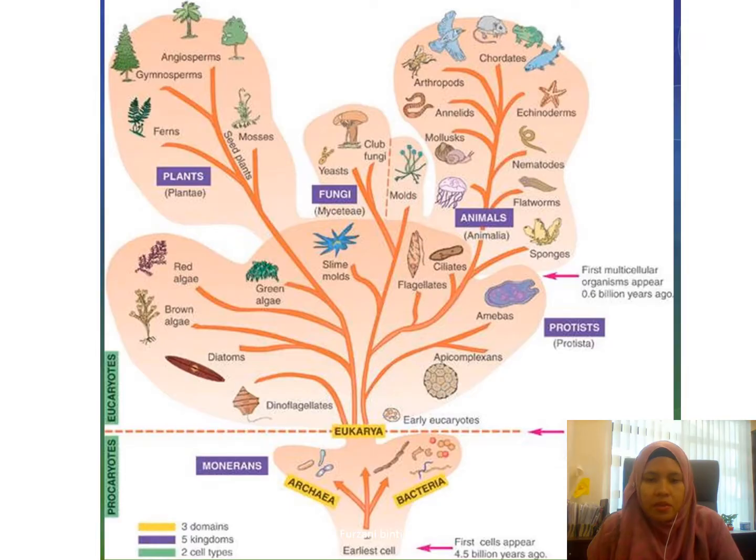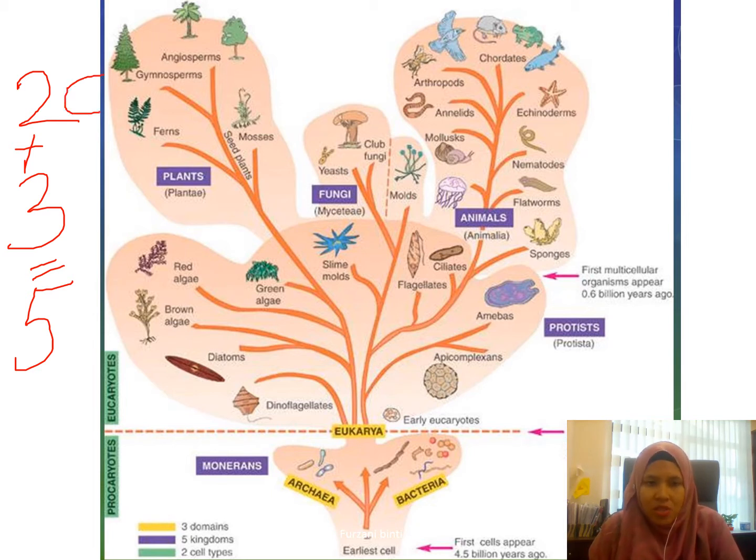Moving on. This is the diagram that I told you that you have to memorize, you have to sleep on it, you have to dream it, because in this chapter we will be using this a lot. Remember there is a mathematical equation to it. We have 2, we have 3, and we have 5. The way I see this is 2 plus 3 equals 5. What does 2 mean? 2 is 2C, which is the cell types.